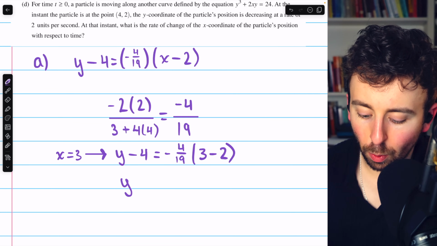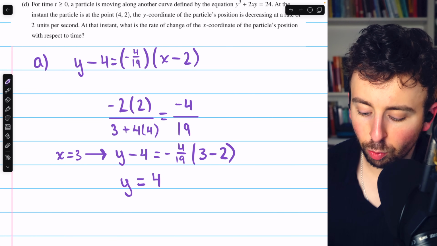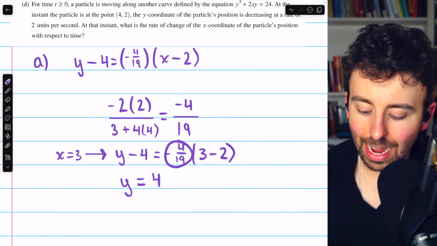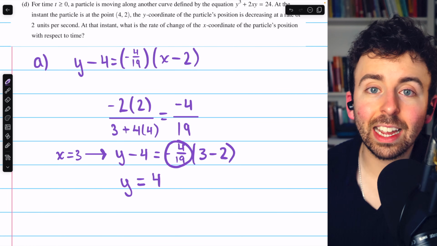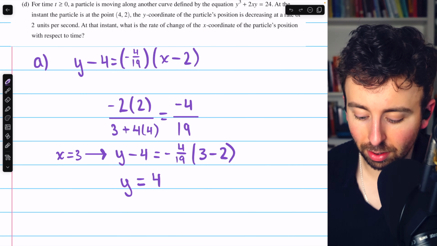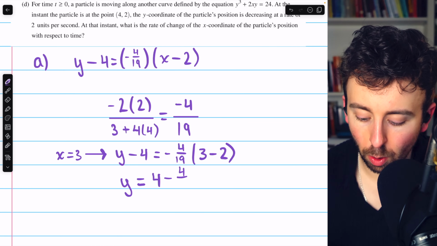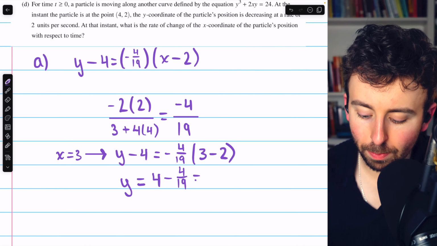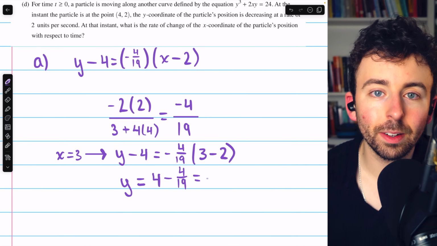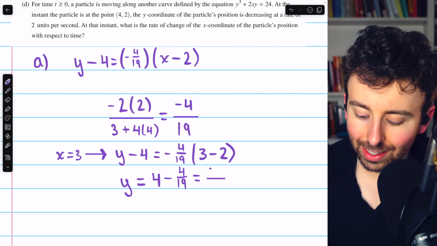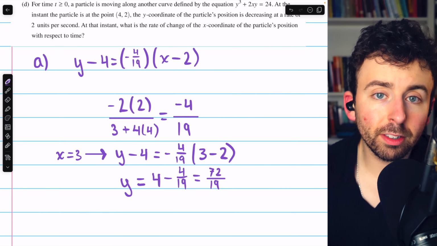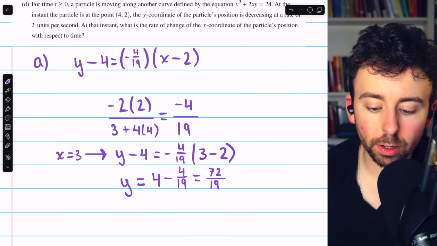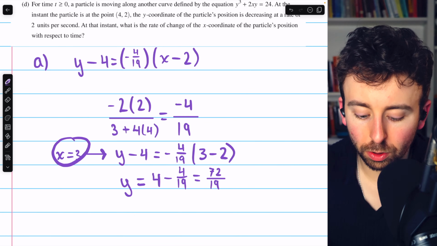So then we'll add 4 to both sides, so y equals 4, and then 3 minus 2 is 1, times negative 4 over 19 is negative 4 over 19. So this is just 4 minus 4 over 19. And that is the approximate value of y, which we could combine into a single fraction if we like. Getting common denominators and subtracting, this is 72 over 19. So this is the approximate y value of the curve when x is equal to 3.